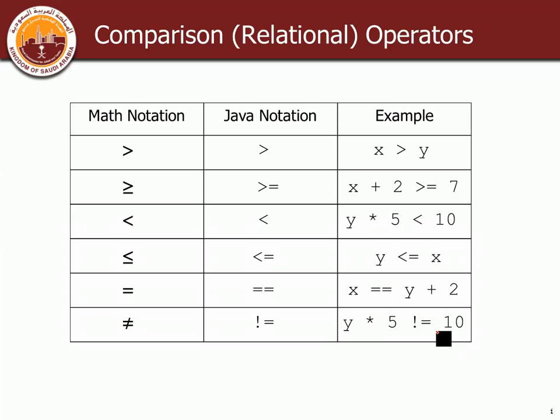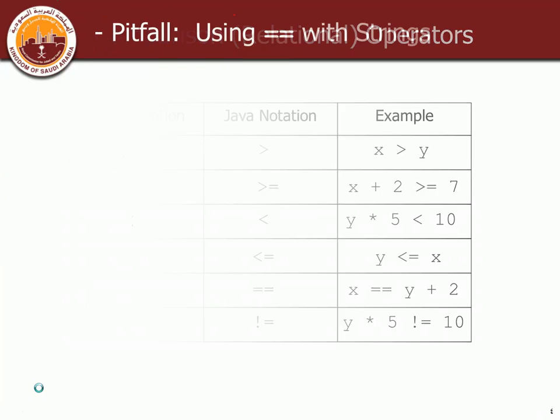So we can write something like this. And now I'm asking a question. Is y multiplied by 5 not equal to 10? So I'm asking this question that either it's true or false. So this is the comparison operators. And there are some other operators, the logical operators.